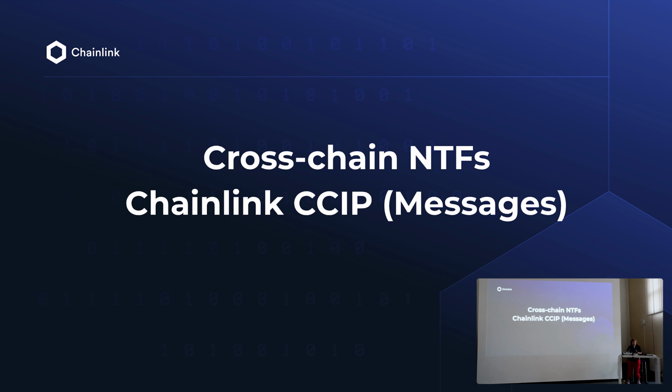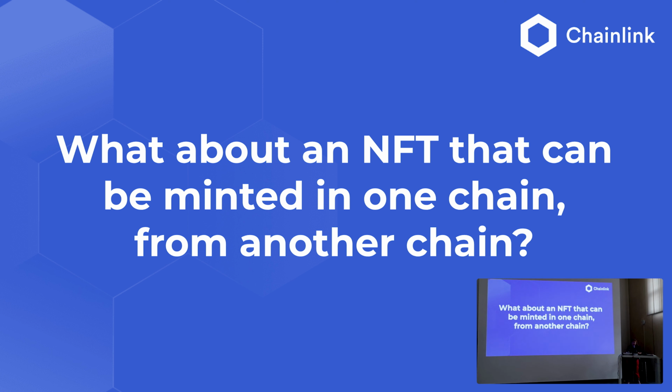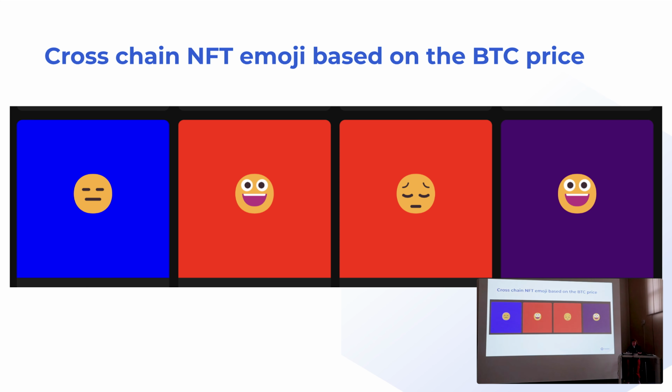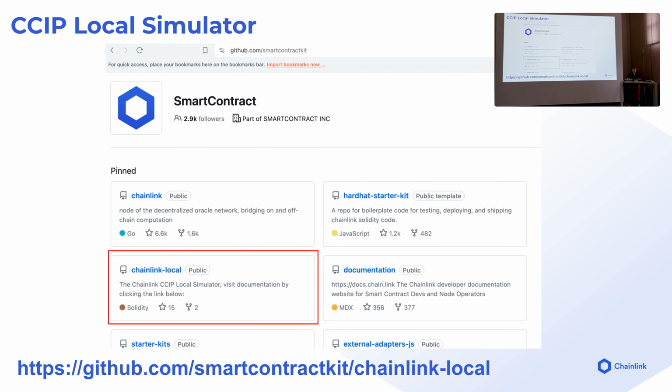And also, I'm not doing this now, but like I told you before, I can mint NFTs from one chain to another chain. This is another workshop that I did. I have NFTs based on the Bitcoin price, and the background is related to the chain. So the blue is Sepolia, the red was Fuji, the purple was Mumbai Polygon. Now it's Amoy. And also, you saw that I waited like 5 minutes to do that. If you are a developer, you will not wait 5 minutes. We have the local simulator to do this locally when you are deploying.